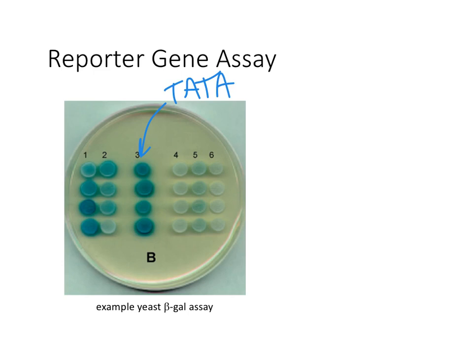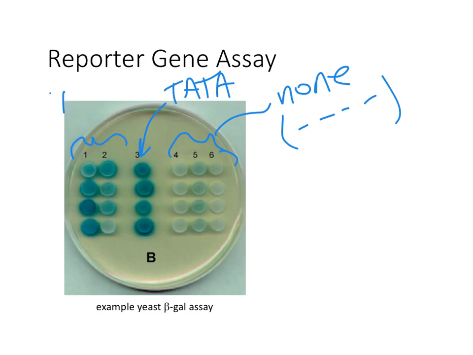Which one is the one where we deleted, in theory, on this picture? Which one would be representative of the one where we deleted the TATA binding protein sequence altogether? 4, 5, and 6. Yeah, one of these ones, or most of them. So dash, dash, dash, dash, no TATA at all, no beta-galactosidase produced, no blue pigment, and then maybe TGTA looks something like columns 1 or 2.